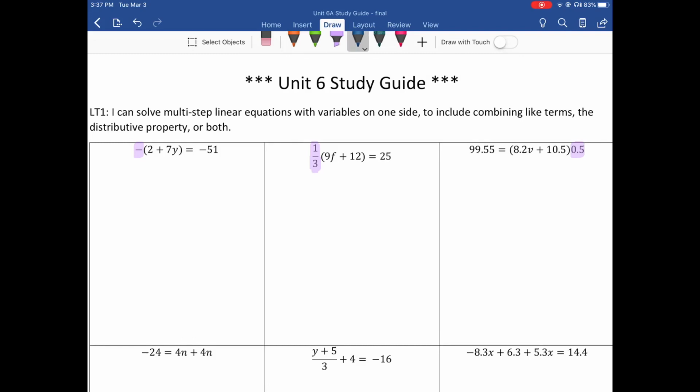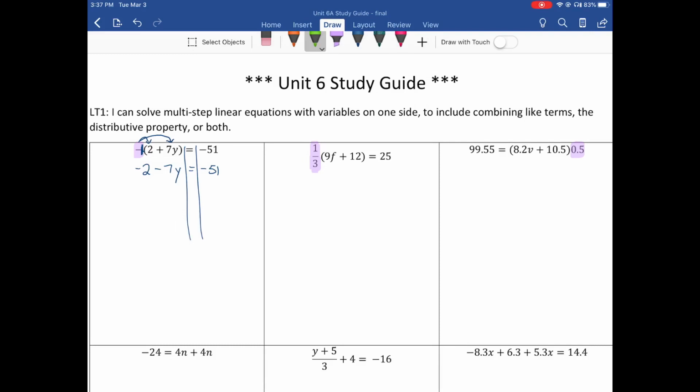So in our first example, it doesn't look like there's anything there, we just have that negative sign. But remember that there's an invisible 1 in there, and that you're actually distributing -1. So we're going to take that -1 and just multiply it by everything inside of the parentheses. So -1 times 2 is going to be -2, and -1 times 7y is going to be -7y. And that's still going to be equal to -51.